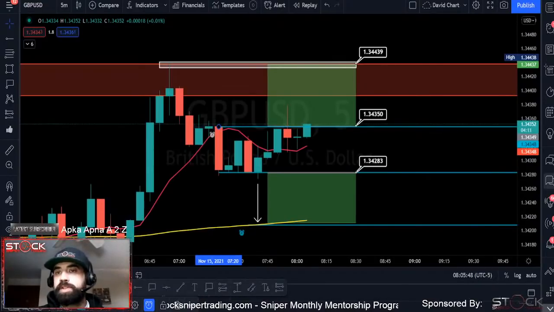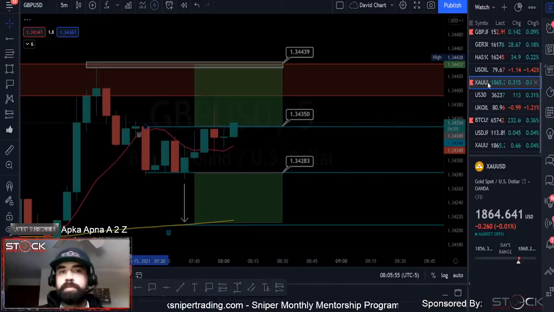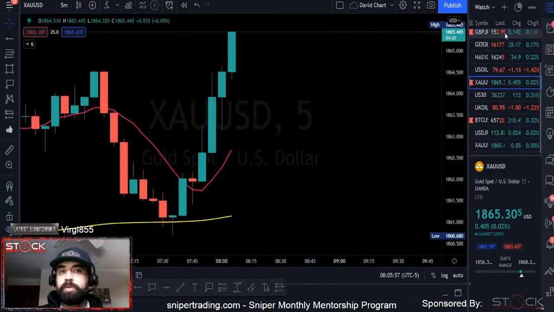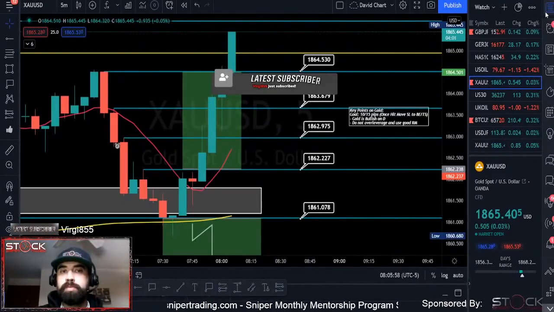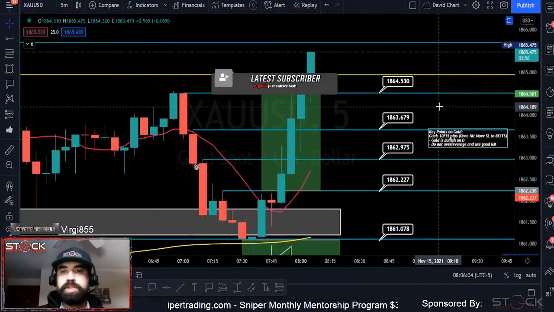Push the resistance. Okay, it seems like everything is bullish right now, guys. Let's check this out. There we go. Look at gold, guys. Look at the gold move. Boom. Look at this. Juicy right here.